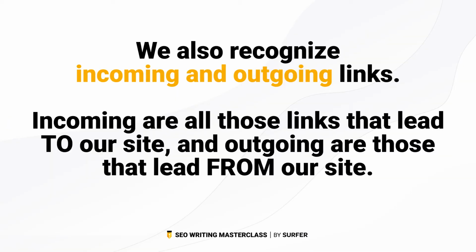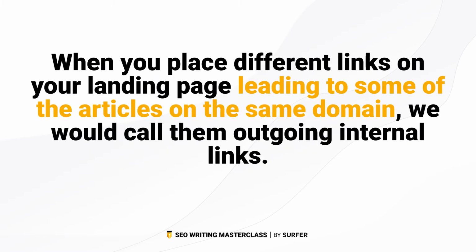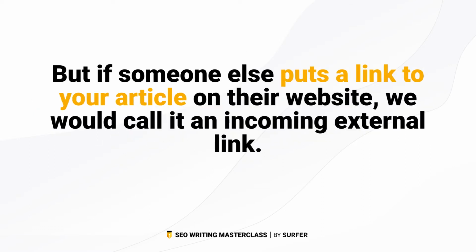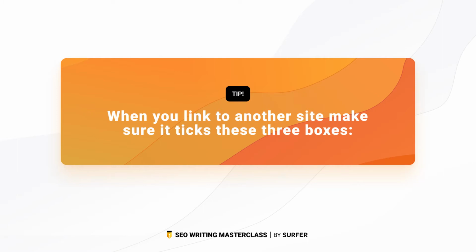We also recognize incoming and outgoing links. Incoming are all those links that lead to our site, and outgoing are those that lead from our site. For example, when you place different links on your landing page leading to some of the articles on the same domain, we would call them outgoing internal links. But if someone else puts a link to your article on their website, we would call that an incoming external link. So not only do links help bring traffic to your site, they help establish you as an authority, which we know is extremely important to Google.